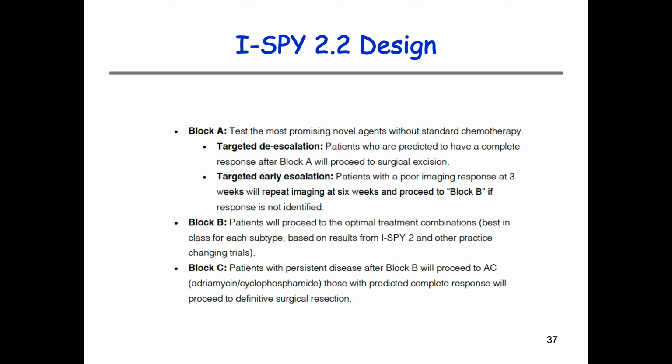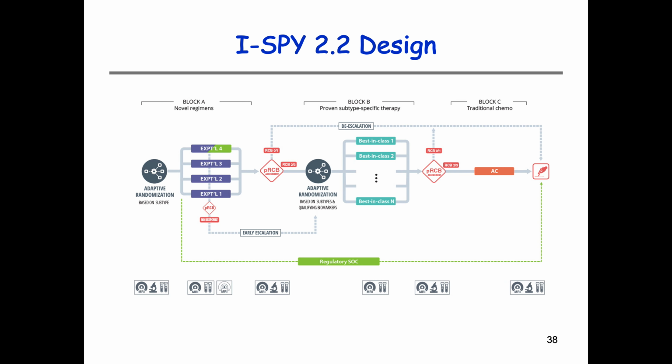In Block B, patients proceed to the optimal treatment combinations, that is, what is recognized as the best in class for each subtype, based on results from I-SPY 2, previous trials, and other practice-changing trials. Then Block C, patients with persistent disease after Block B will proceed to chemo, and those with predicted complete response will proceed to surgical resection. Well, it's easier to describe this with this graph.